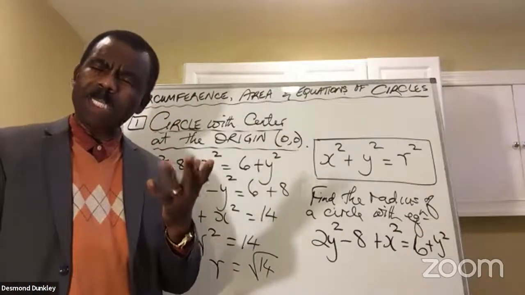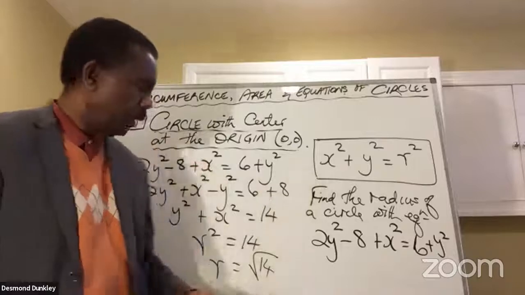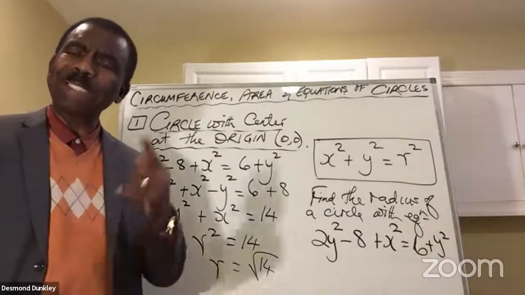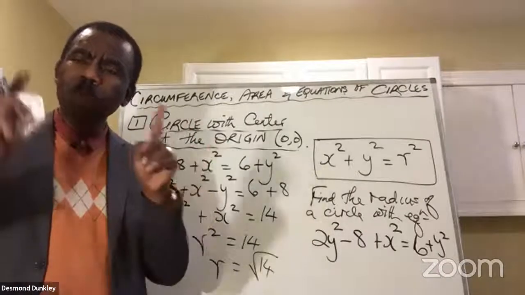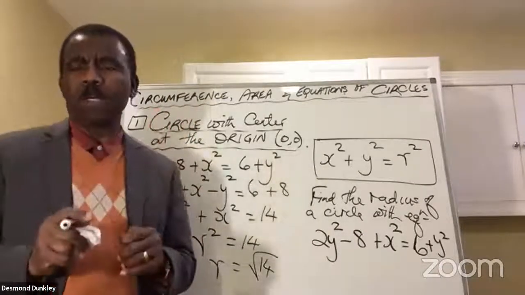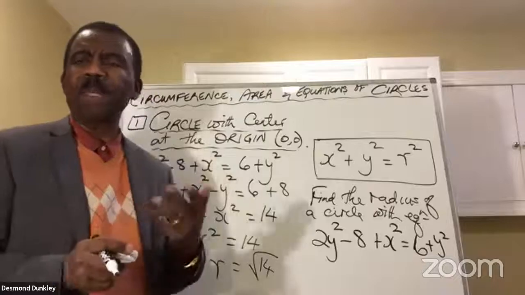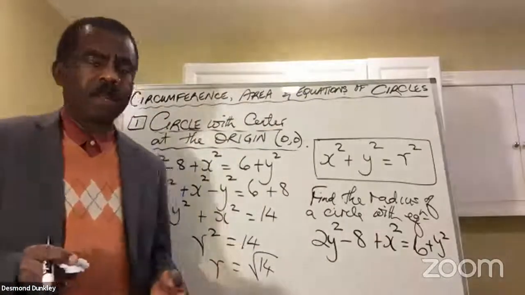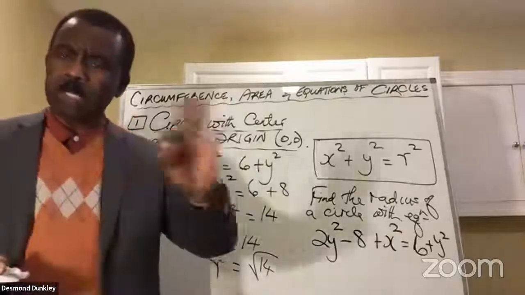Okay? What is the answer going to be approximately equal to? Well, 3 squared is 9, 4 squared is 16. So it's somewhere between 3 and 4. So I would guess maybe about 3.75. I don't know. But square root of 14 is great.